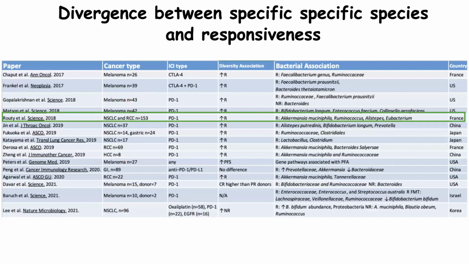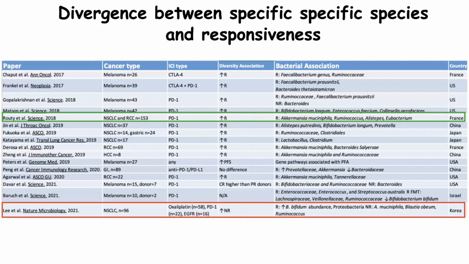Now, this is the French group I told you about. This is non-small cell lung cancer treated with PD-1, and patients that respond have an increased Akkermansia muciniphila. So that's the bacteria they identified. But look here, this is a group from South Korea, published 2 years ago. What they found is that Akkermansia muciniphila is associated with non-responders, the opposite of the French group. Again, there is a lack of understanding and clarity.